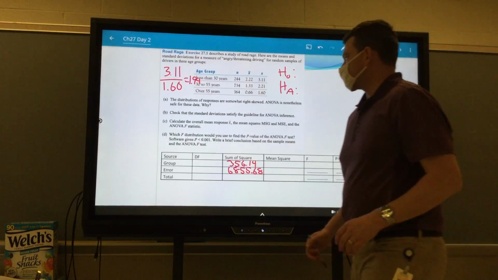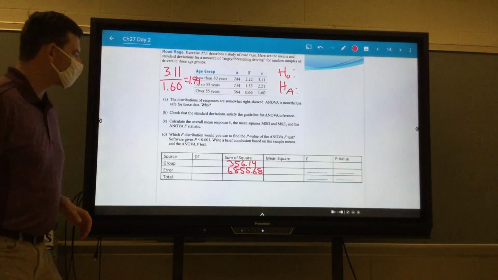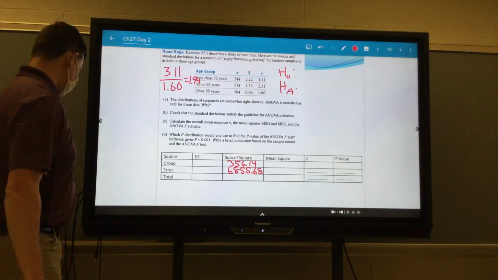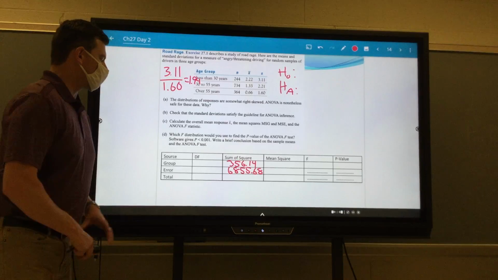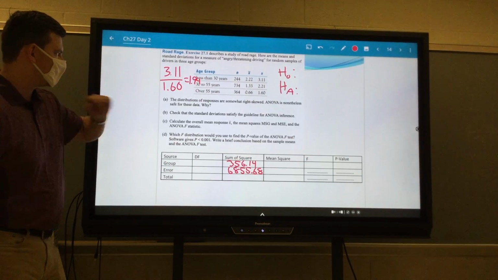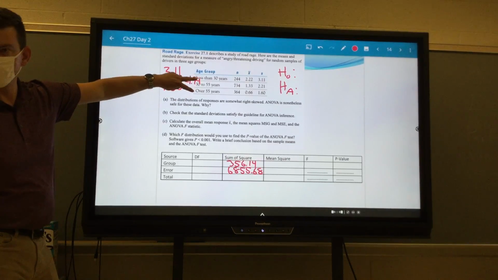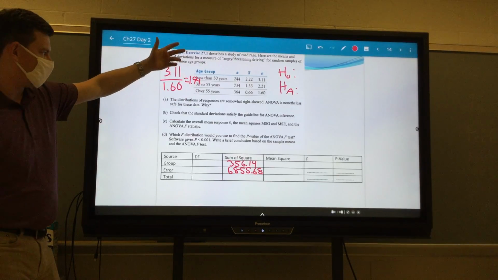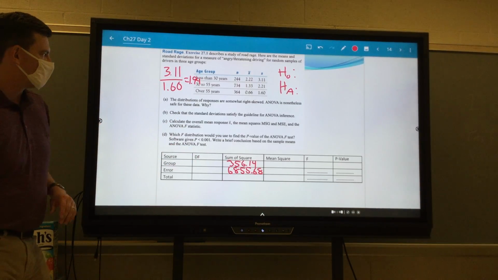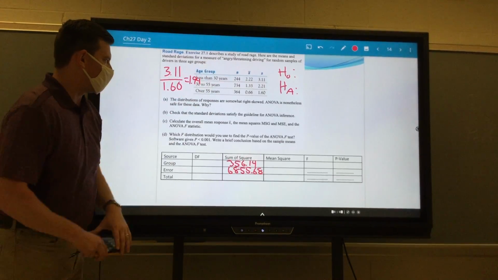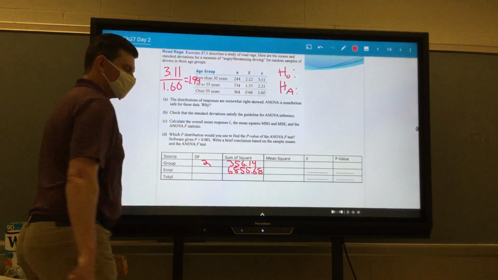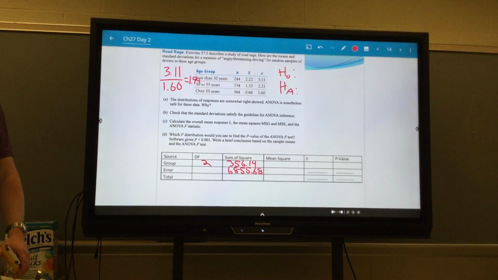Let's take a look at this chart. Now, our degree of freedom calculations, we can do that. Our degrees of freedom for our group, we have 3 different breakdowns. And our first set of degrees of freedom is our number of breakdowns minus 1. So because we have 3 different age groups, minus 1, we have 2 degrees of freedom right there. That's the easy one.